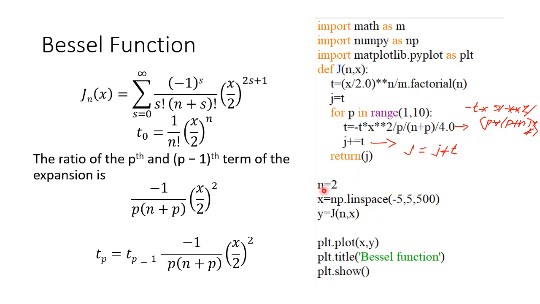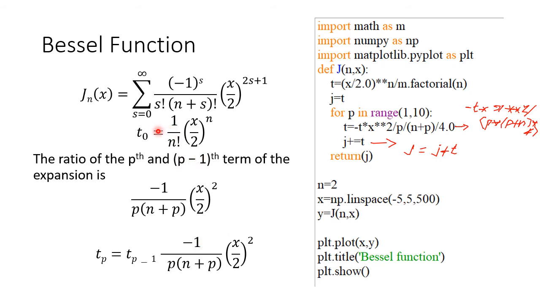So I shall explain the algorithm once again: how to evaluate jn of x at a single value of n and x. The logic is very simple. We first evaluate the 0th term to begin with. Then the first term can be calculated like this. Put p is equal to 1, then t1 is equal to t0 into minus 1 divided by 1 into n plus 1 into x by 2 the whole square. This way you will get the first term.